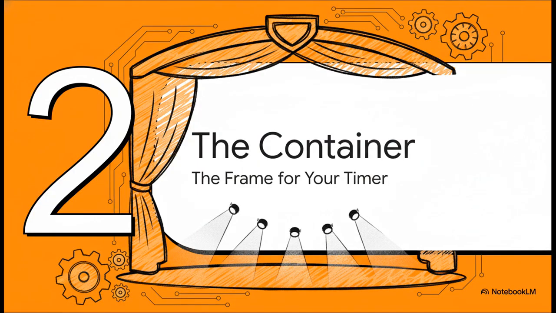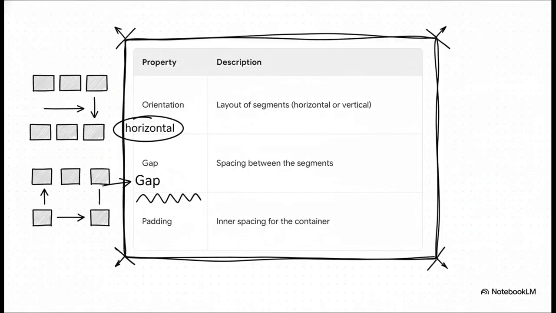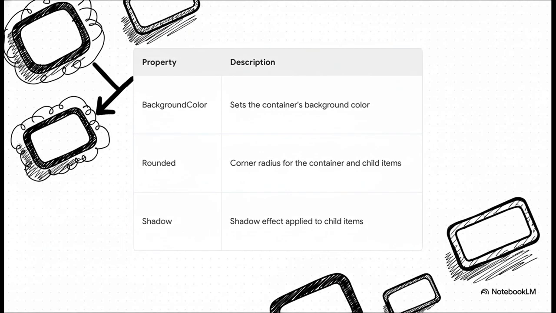So let's zoom in on the container first and see how it really controls the overall look and feel of our timer. Think of this component as the stage director for the whole show. You get this really precise control over the entire layout. What if you want your timer to stack vertically instead of horizontally? No problem. Just change the orientation property. Need a little more breathing room between the number blocks? Just tweak the gap. It's all declarative, which means you just say what you want and the component figures out how to do it.